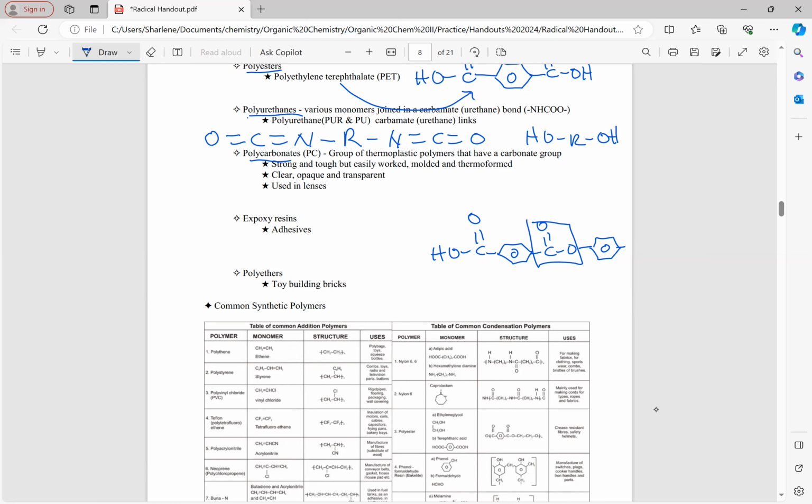Okay, now polycarbonates, and I know you've heard this term before. That is a carbonate. It's a CO3, but it's connecting them together. This one, they're very strong, very tough, but also easily worked with. And so the place that I always knew them is in lenses. So if you wear glasses, it's a polycarbonate lens, because they're stronger, they're clear. You can get them in clear or transparent, or you could get them in opaque.